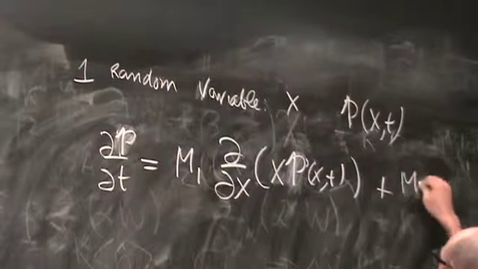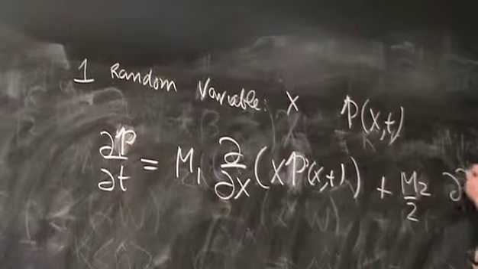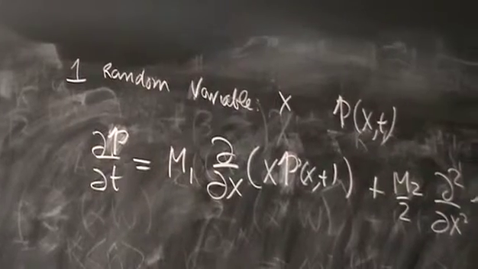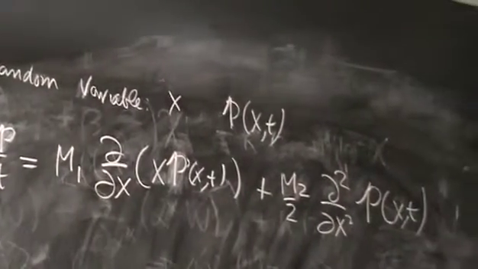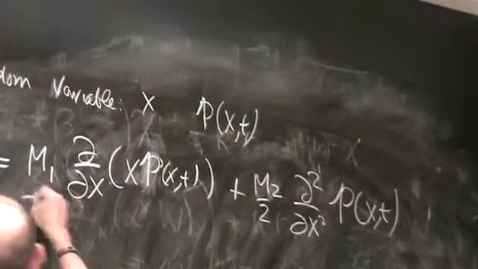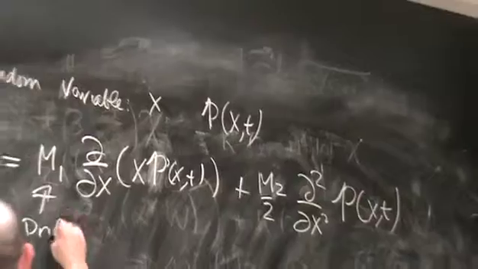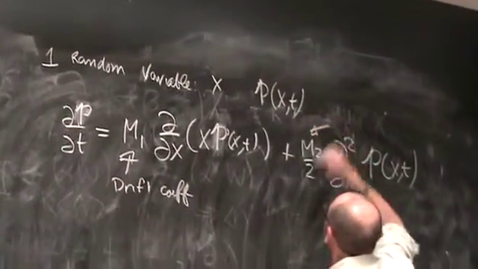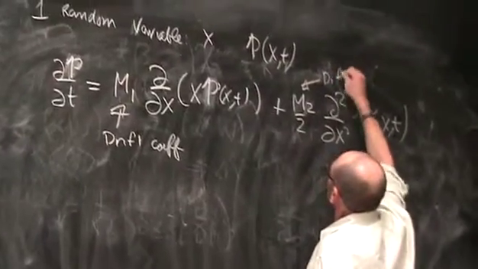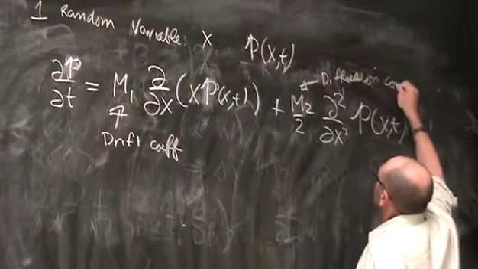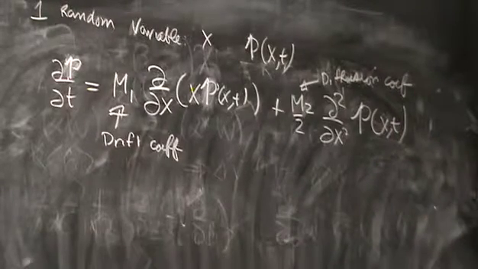Plus m2 over 2, the second derivative of p. So that's the Fokker-Planck equation in 1D. The coefficient m1 is known as the drift coefficient, and the coefficient m2 is known as the diffusion coefficient. Why are they called this?